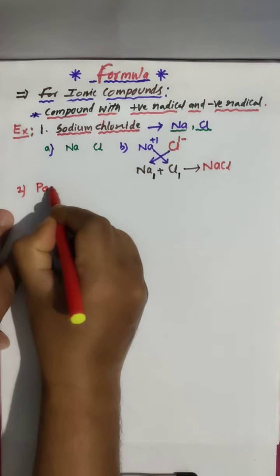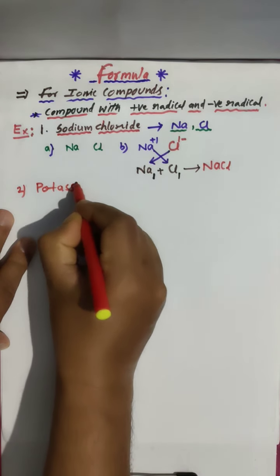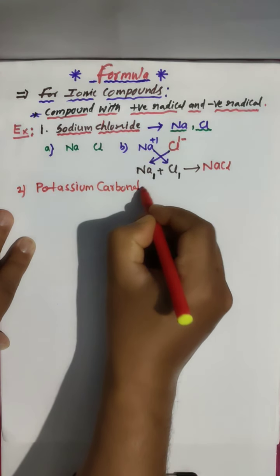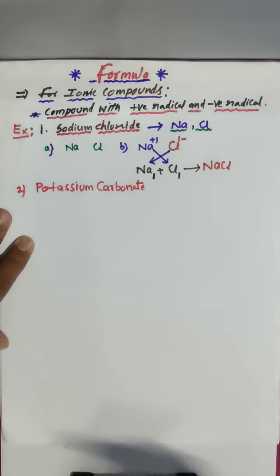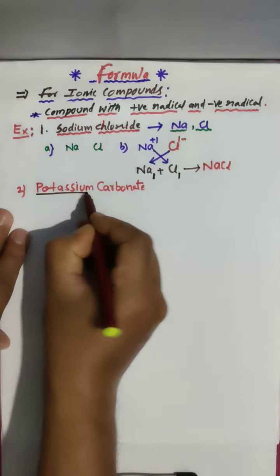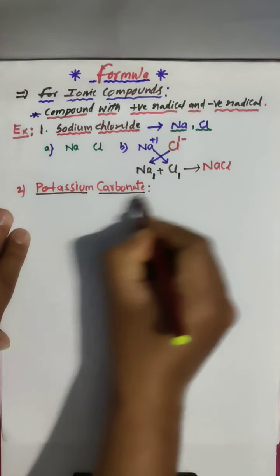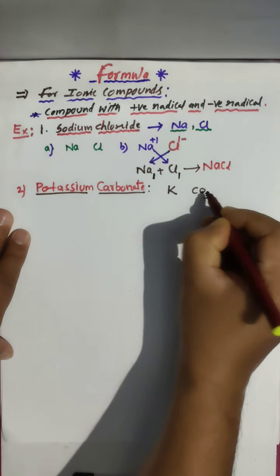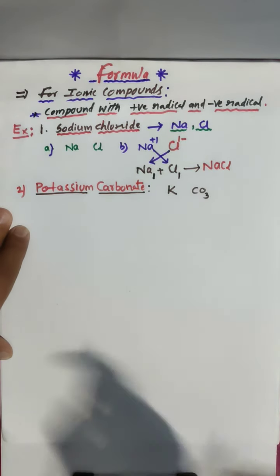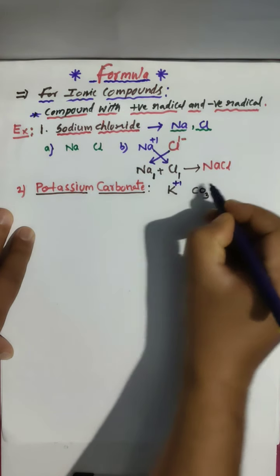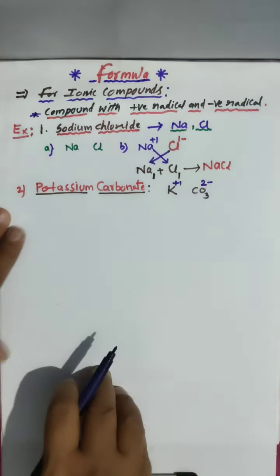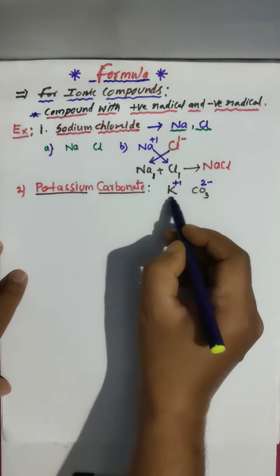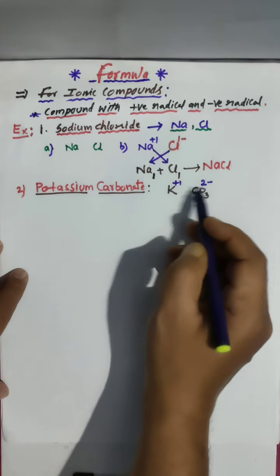NaCl, sodium chloride. Go for another example. Potassium carbonate. This is one. First I told you there are two parts that we have to identify. One is potassium, symbol K. Carbonate radical, we already learned radicals, CO3. Potassium charge +1, carbonate charge -2. Here the first step is completed. We have written the symbols and formulae and then the charges.